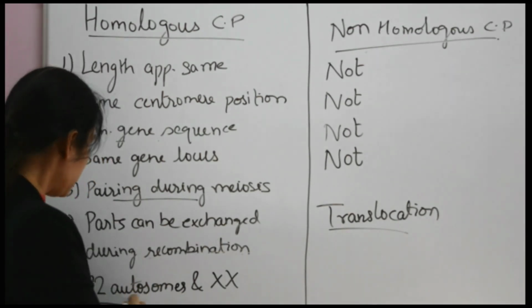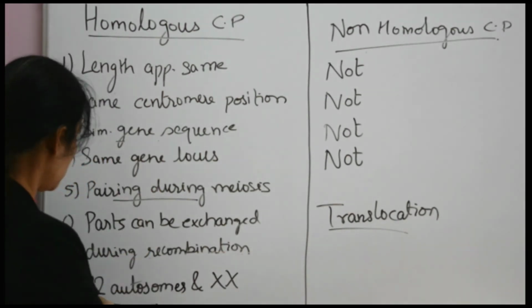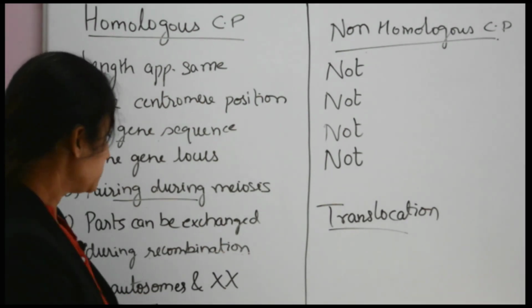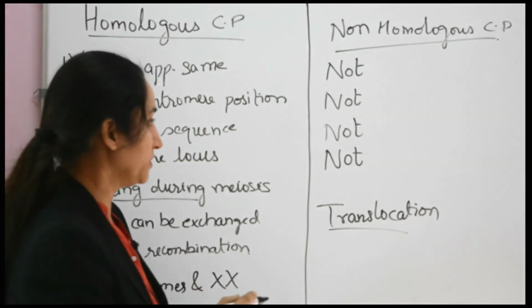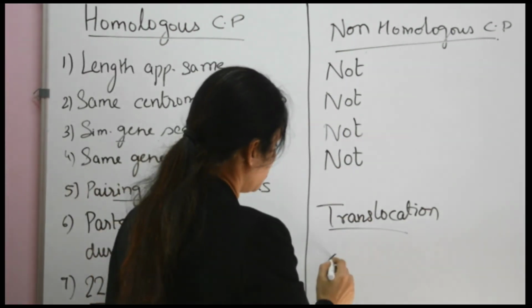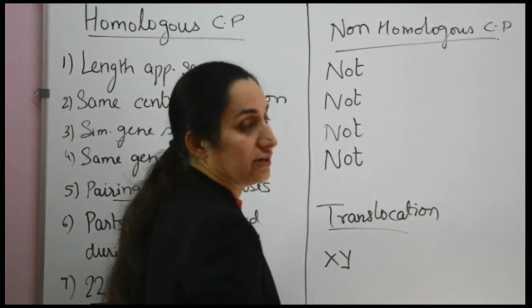The common example of a homologous chromosome pair is the 22 autosome pairs as well as the XX chromosome pair, while the non-homologous chromosome pair example is the XY chromosome pair.